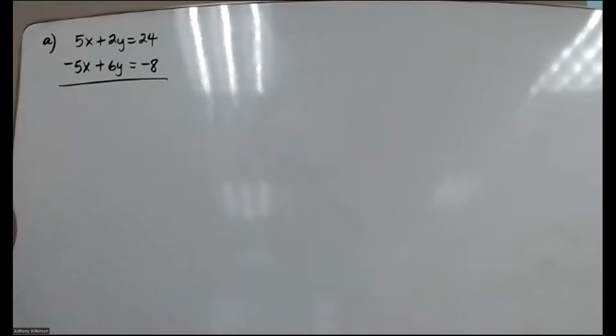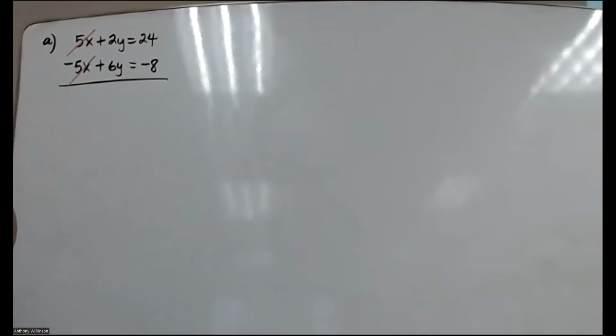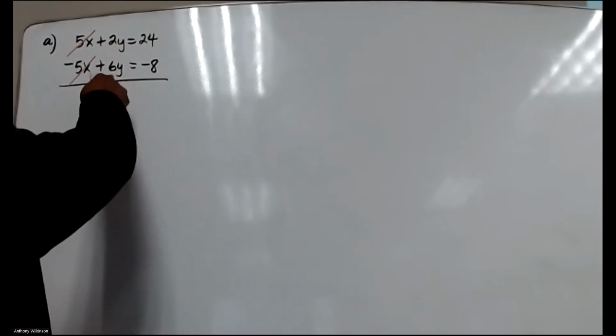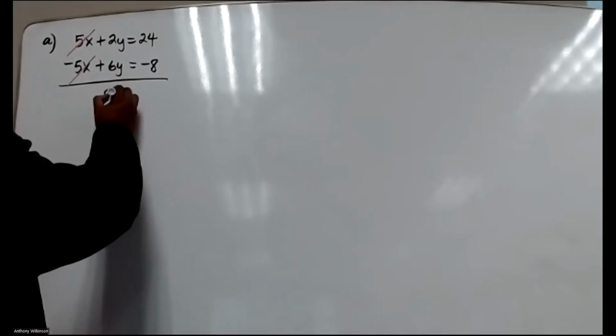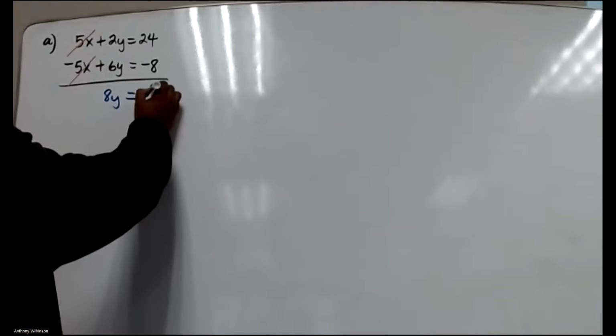Now, we don't need to multiply either the first or the second or both of these equations by some suitable number, because look here, we've got 5x and negative 5x. Can we go ahead and just add those two equations together and that will eliminate the 5x? Yeah, we can do that. So here the 5x and negative 5x, that's gone. Now we add 2y and 6y. That's 8y equals 24 plus negative 8, which is 16.